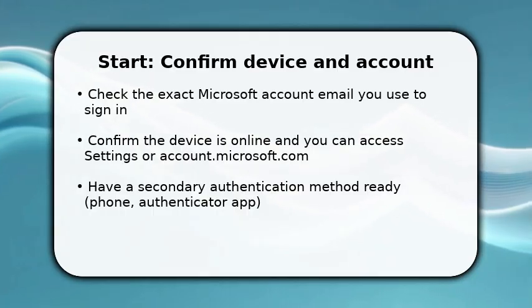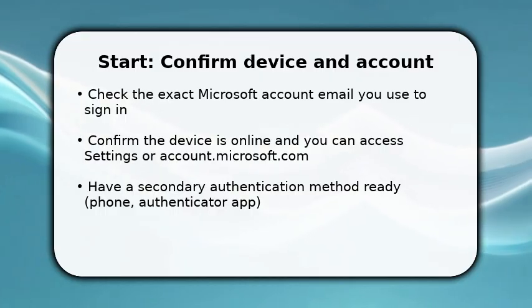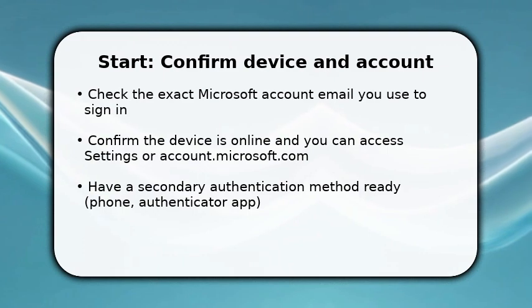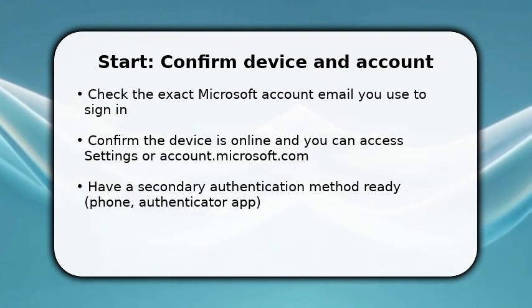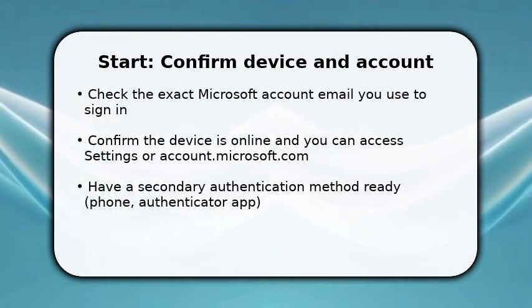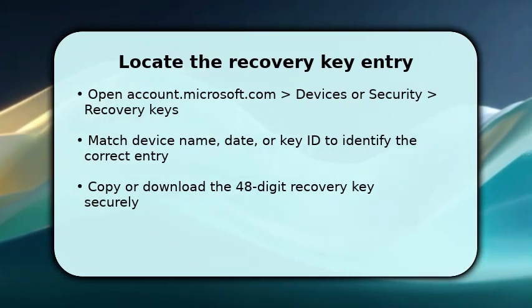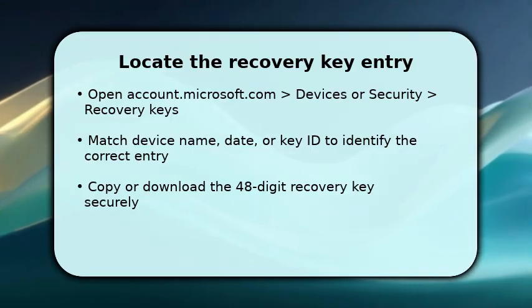Once signed in, navigate to Devices, then BitLocker Keys, or use the Recovery Keys section. This is the only official way to see keys stored by Microsoft. Make sure your secondary auth, phone, or authenticator is available to complete sign-in. Once signed into your Microsoft account, go to Devices or Security and locate the Recovery Keys area.